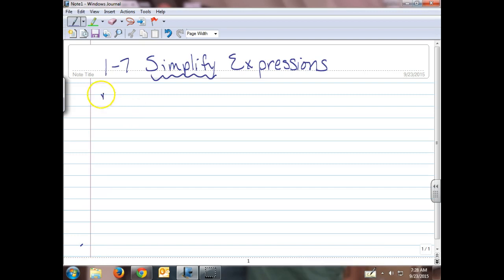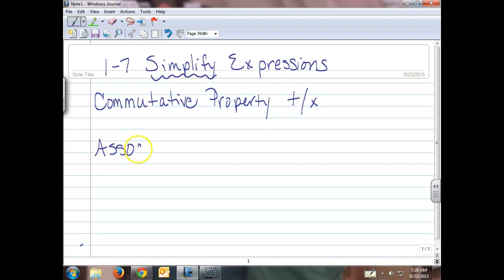So there's some properties that you should already have as part of your vocabulary. The commutative property, and this is for addition and multiplication. The associative property also only works with addition and multiplication. And then the distributive property.